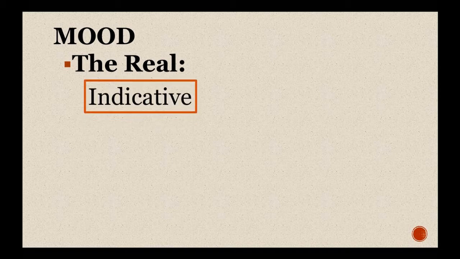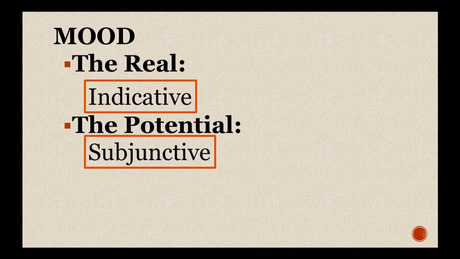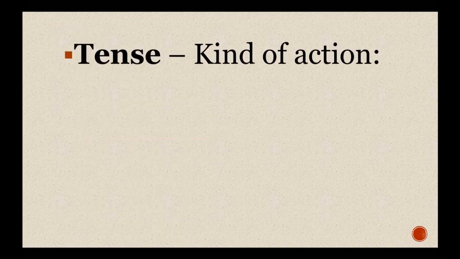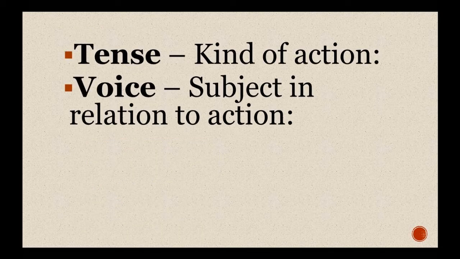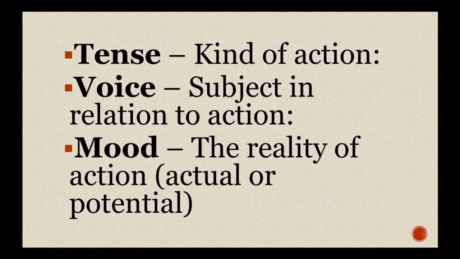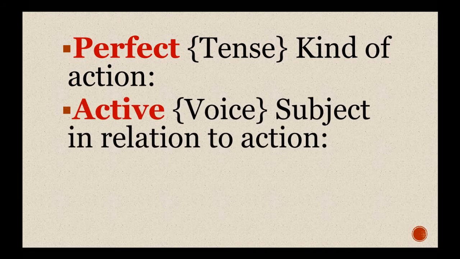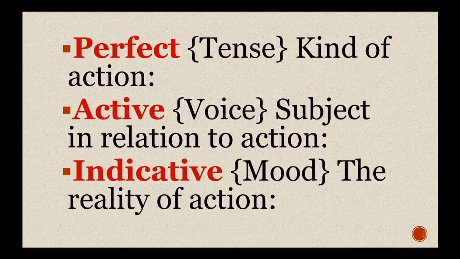So therefore, if we talk about mood, the real is the indicative, the potential is subjunctive, optative, and imperative. We'll get into those a little later when we start talking about participles and infinitives. That's really where the idea of potentiality comes into play. So for the most part, we're above the line. So tense is kind of action, voice is subject in relation to action, mood is the reality of action, actual or potential. So perfect is tense, kind of action, active is voice, subject in relation to action, and indicative is mood, the reality of the action.